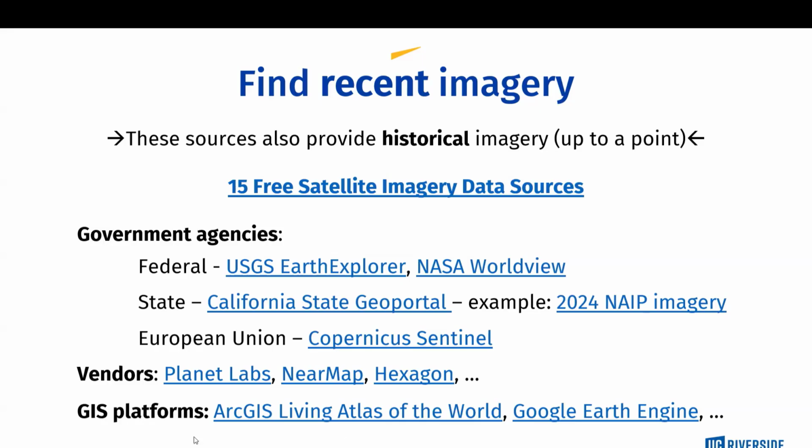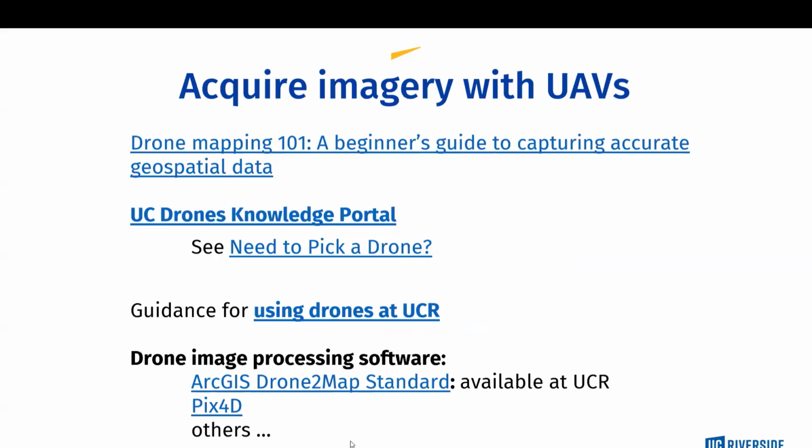And then with GIS platforms themselves, these will both come up in later slides, but ArcGIS Living Atlas of the World works great with Esri products. It includes imagery along, again, with many other types of vector data and raster data. And then Google Earth Engine is a particular product of the Google Earth suite of things that has imagery, satellite imagery in particular, available in a catalog inside of it.